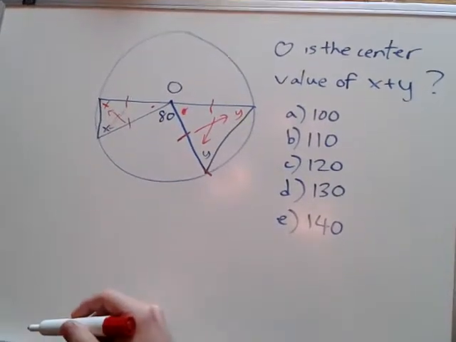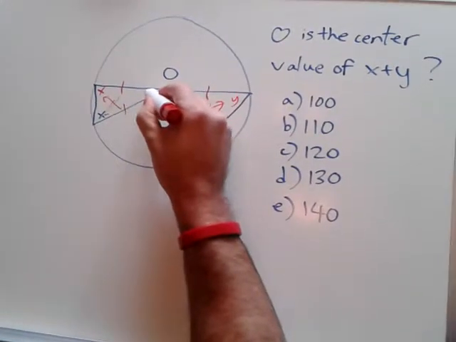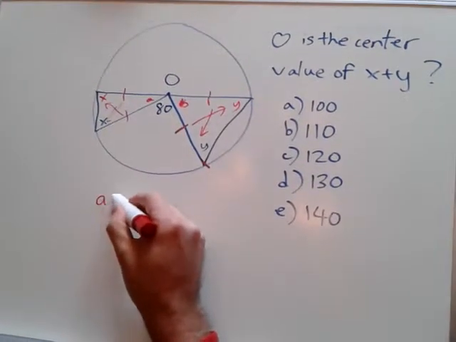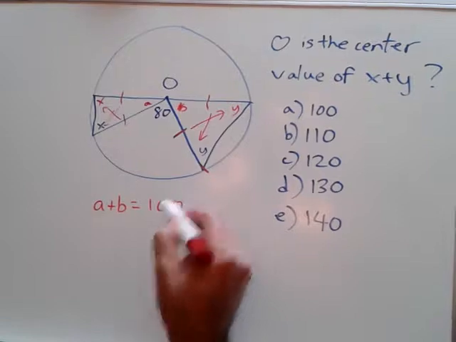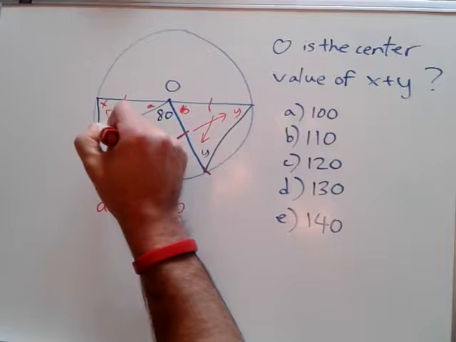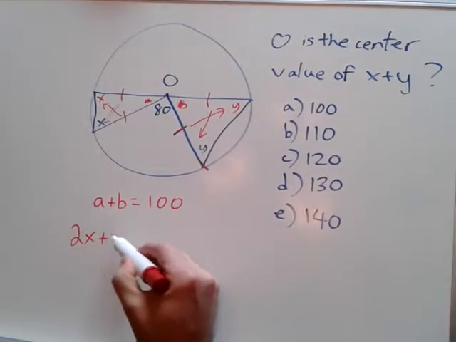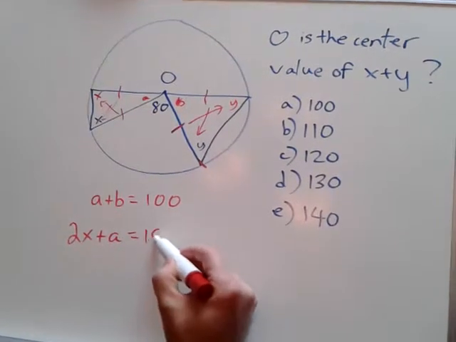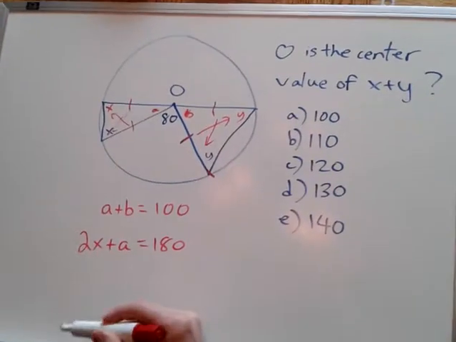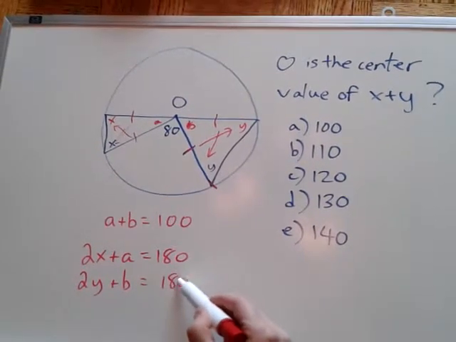So we could set up a little equation. Let's see, I don't like to introduce variables, but in this case I will. I'll just call this A, and I'll just call this B. Right, and what do I know? I know that A plus B has to be 100. That's a fact. Let's see what else we know. We know x plus x plus A is 180, right? So that's what? 2x plus A is equal to 180. And I know that y plus y plus B also is 180. So that means that 2y plus B is also 180.